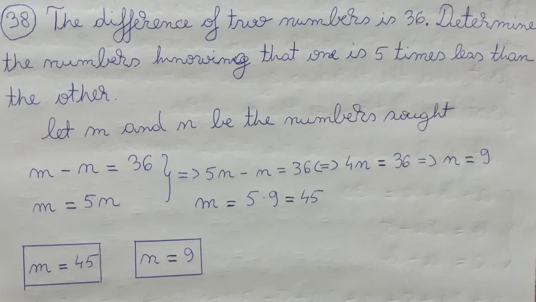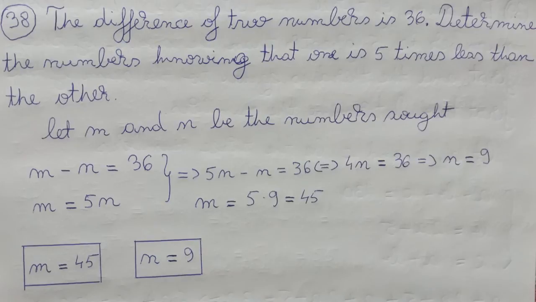Problem 38. The difference of two numbers is 36. Determine the numbers knowing that one is 5 times less than the other. Let m and n be the numbers sought. Again, we create a system of two equations where the first equation is m minus n equals 36. The second equation is m equals 5n.